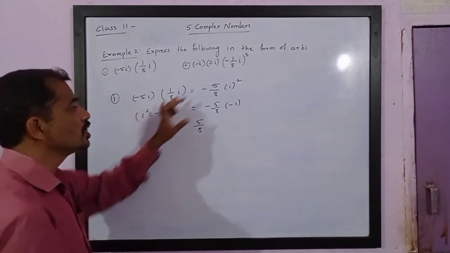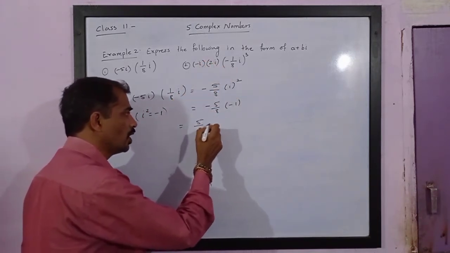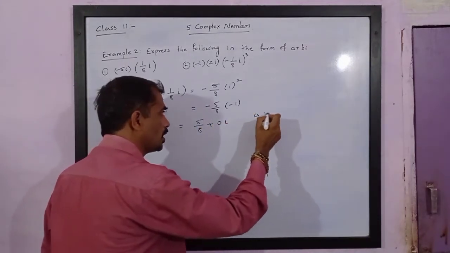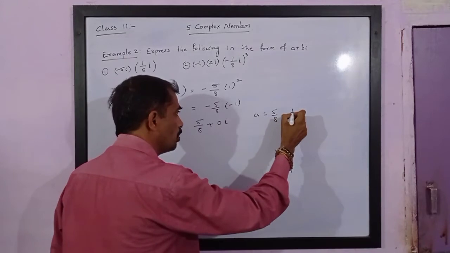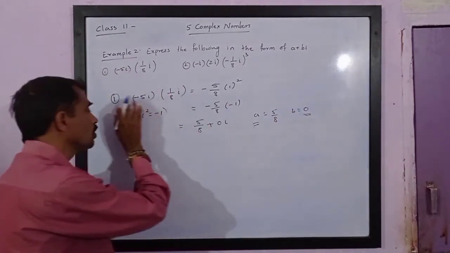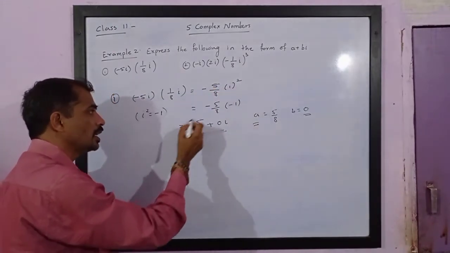Please note, there is no i term in the answer. It means this is equal to plus 0i. It means a is equal to 5 upon 8 and b is equal to 0. So the question can be represented in the form of a plus bi in this form.